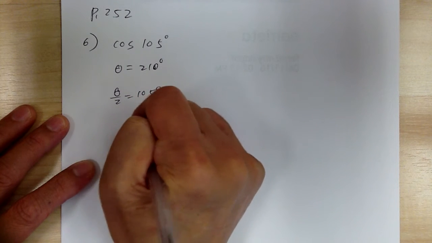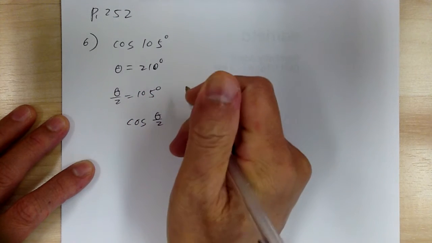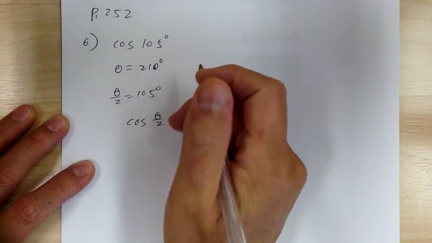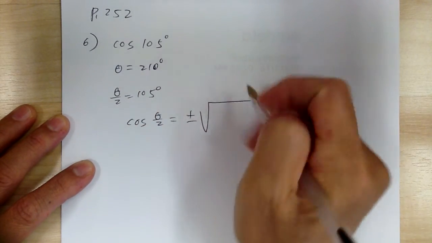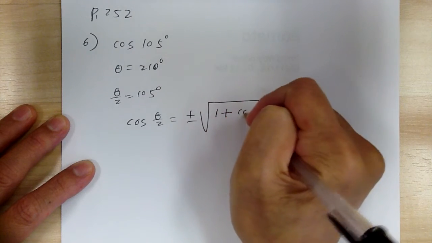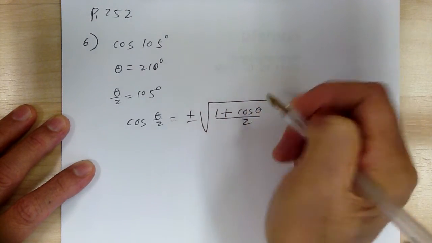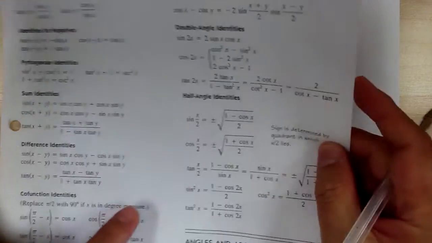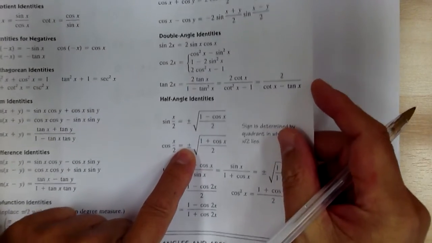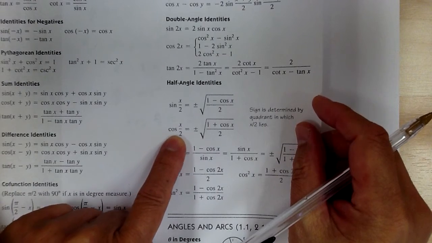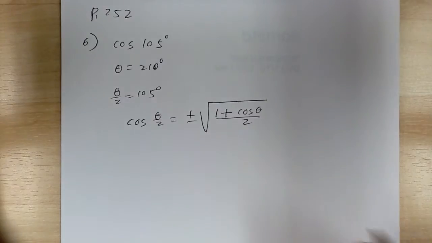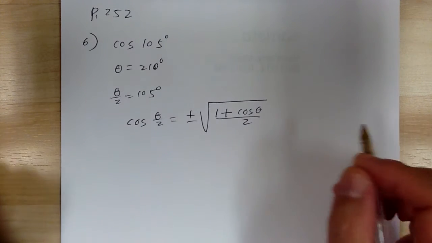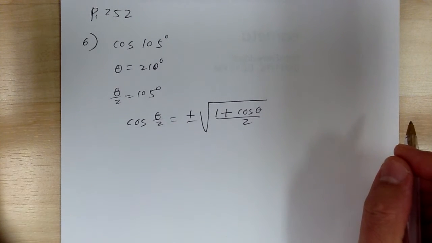Okay, so you're going to get cosine of theta over 2 equal to plus or minus the square root of (1 plus cosine theta) over 2. Again, that's your half angle formula. So that is this one here. Again, cosine of x over 2 equals plus or minus the square root of (1 plus cosine x) over 2. Now you have to draw your triangle to figure out the plus or minus.